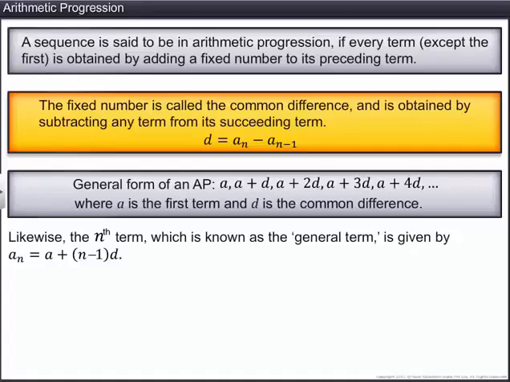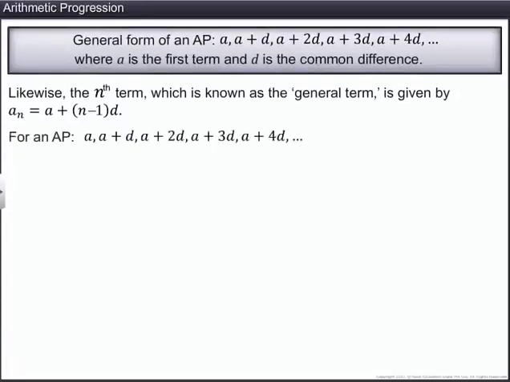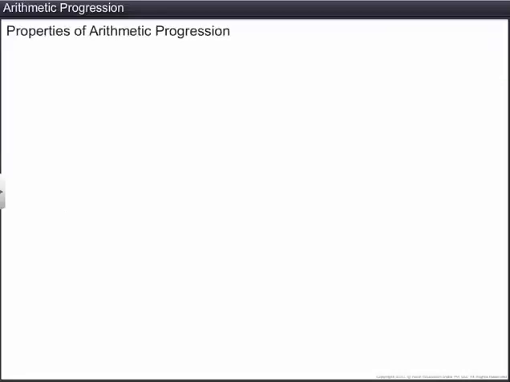The sum of the first n terms of an arithmetic progression is n by 2 into (2a plus (n-1) into d), or n by 2 into (a plus l), where l is the nth term or the last term of the arithmetic progression. Now, let us verify some properties of an arithmetic progression one by one.